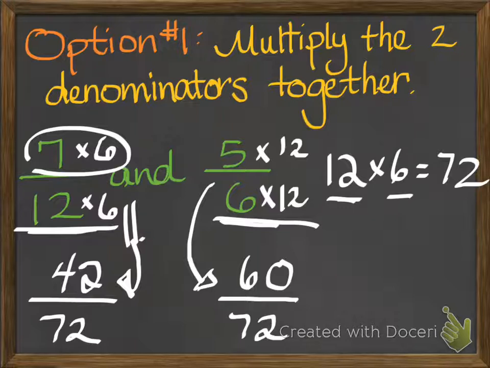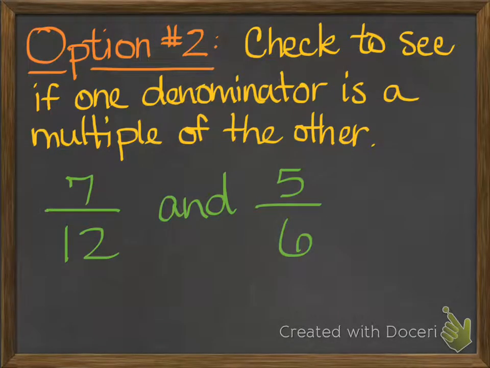Okay, that's how we find an equivalent denominator, or I'm sorry, a common denominator. That's one way. Just multiply the two denominators together. Another option, option number 2. This is actually the option that I would start with. Check to see if one denominator is a multiple of the other denominator.